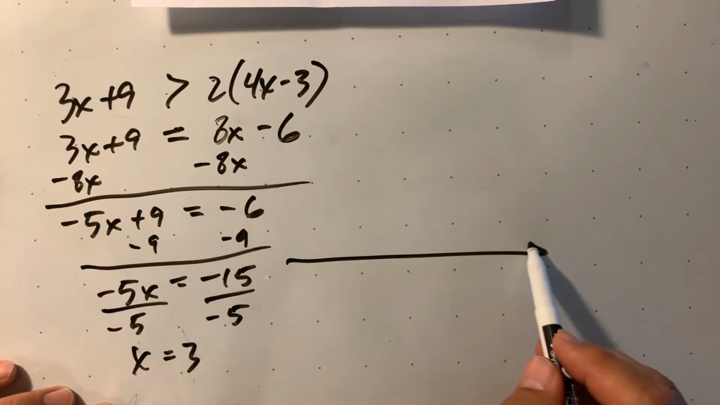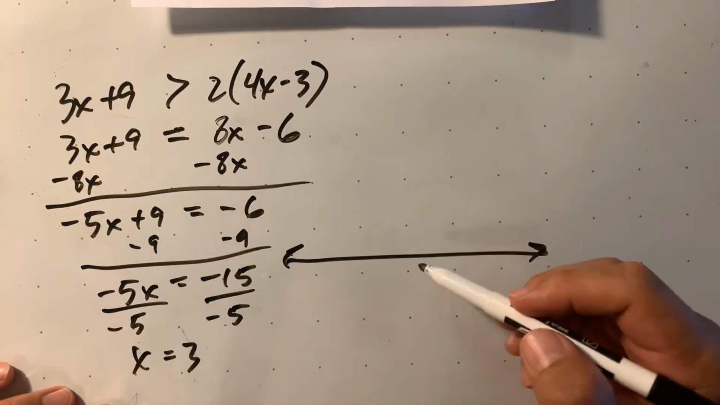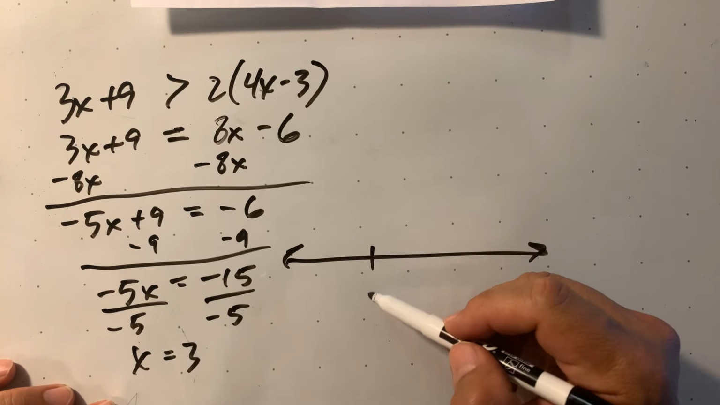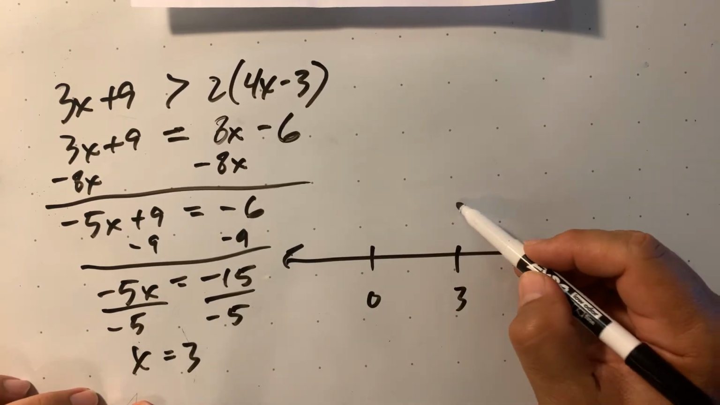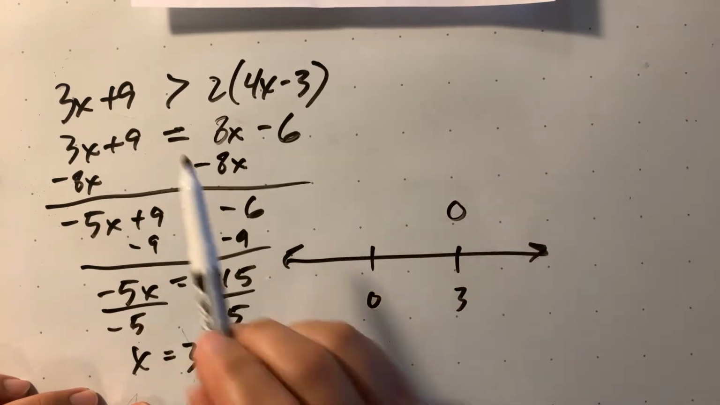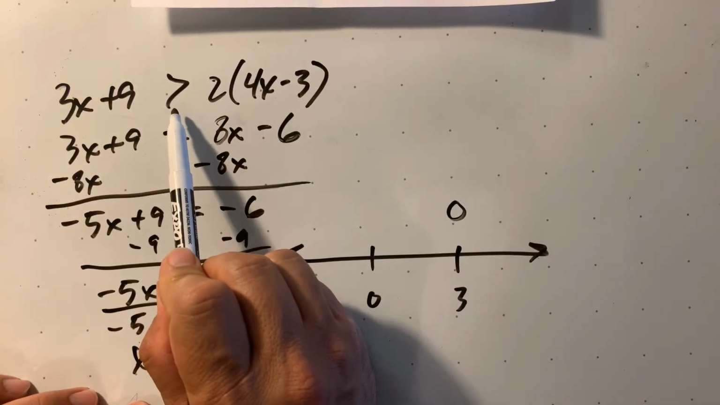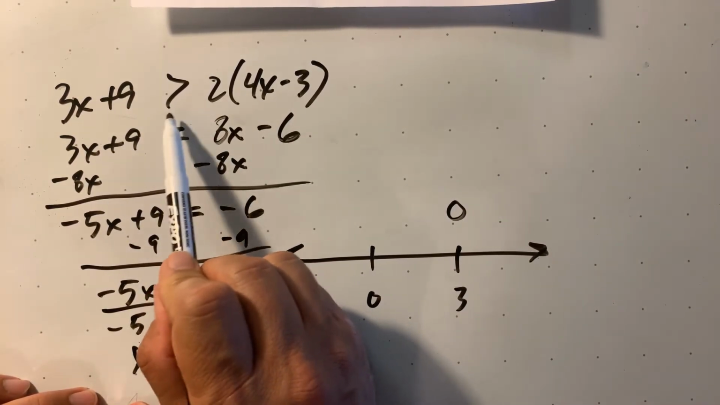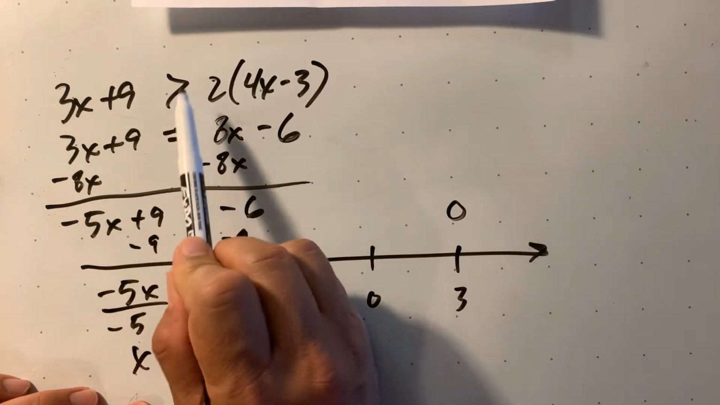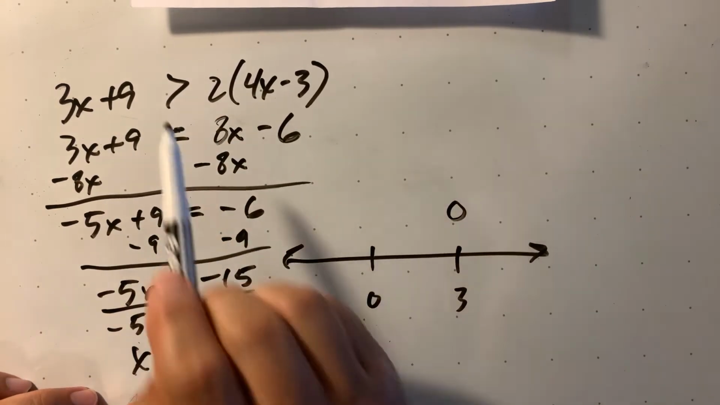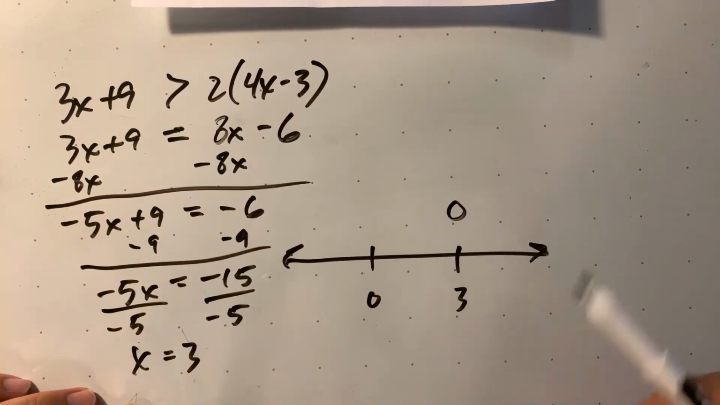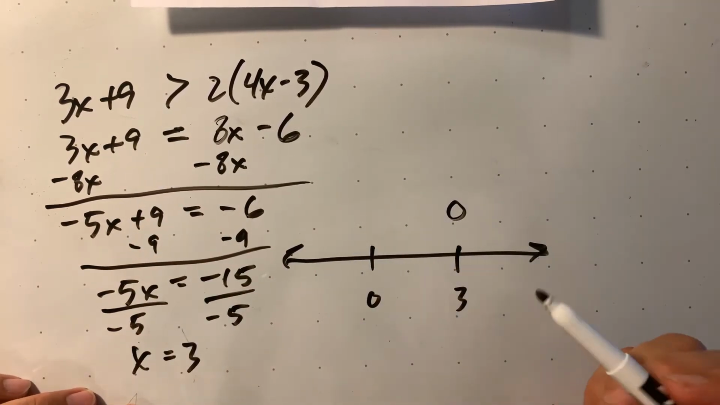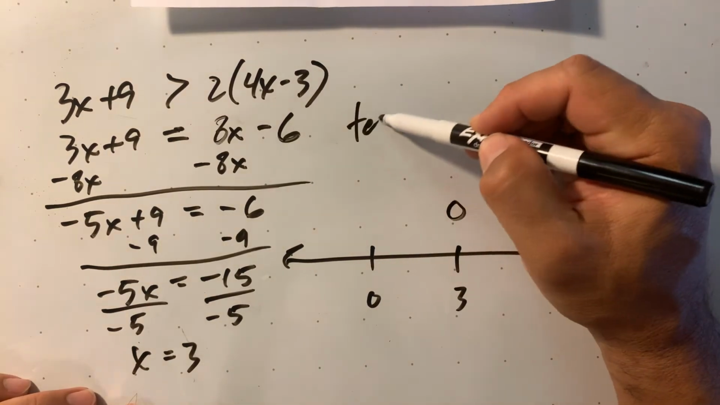And then I'll need to make a graph and just put in 0 as a reference point and 3. I'll put an open circle above 3, and then I'm going to go back and check my original inequality to see if I need to fill my circle in. Since there's no line underneath, it's not greater than or equal to, it's just greater than, I'm going to leave it open. If it had a line underneath for greater than or equal to, then I would fill it in. Now I just need to know whether I'm going to go to the left or right. So I'm going to always test 0.